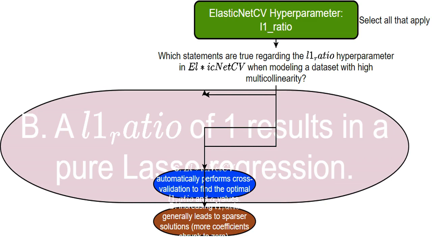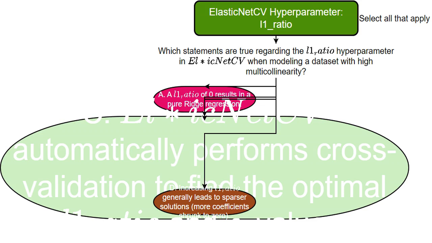An L1_ratio of 1 means I'm using only L1 regularization. That's the defining characteristic of lasso regression. The magic of ElasticNetCV lies in its automatic cross-validation. I'm finding the optimal combination of L1_ratio and alpha, which controls the overall strength of regularization, through this process.